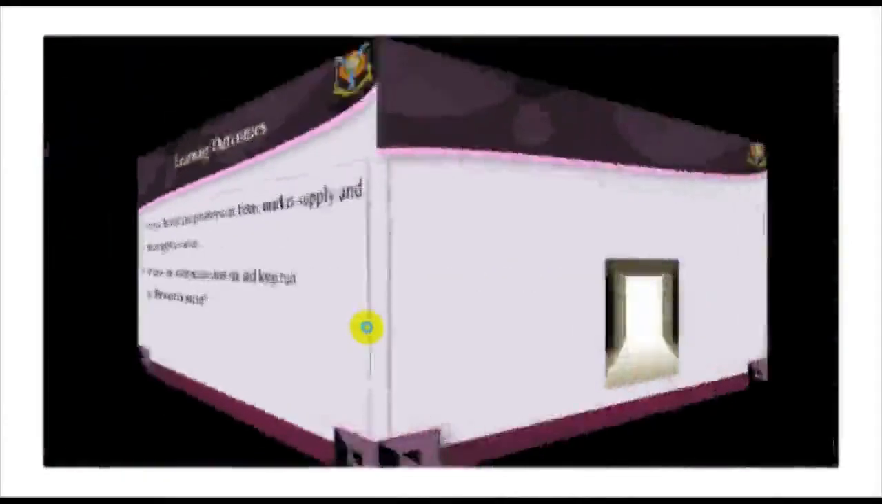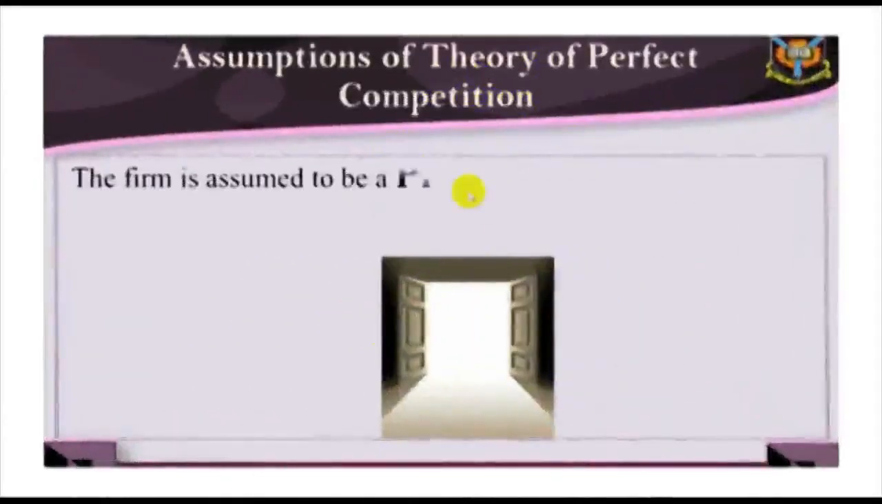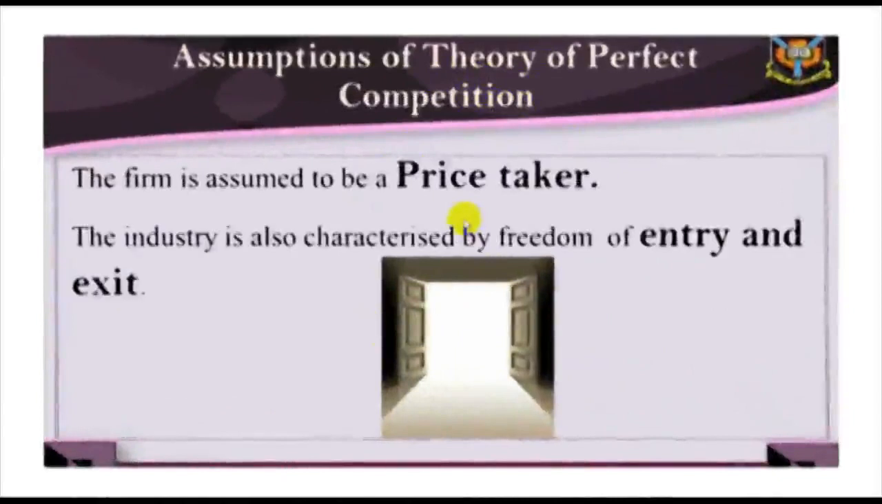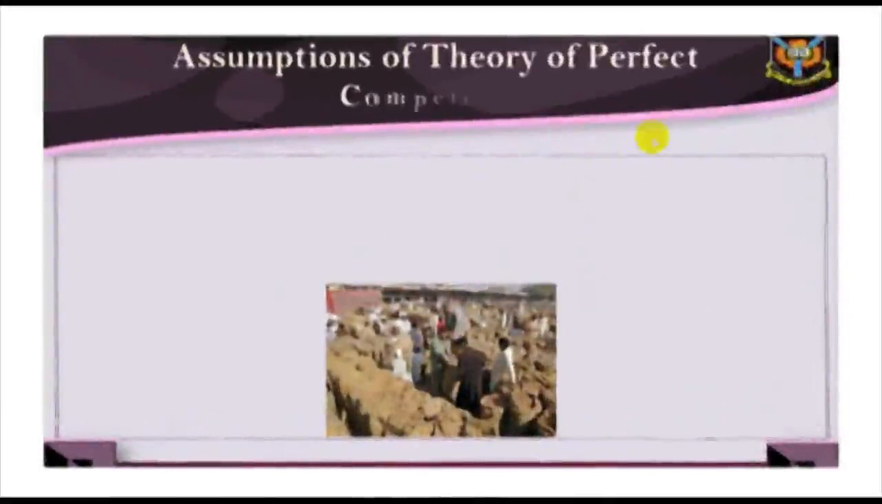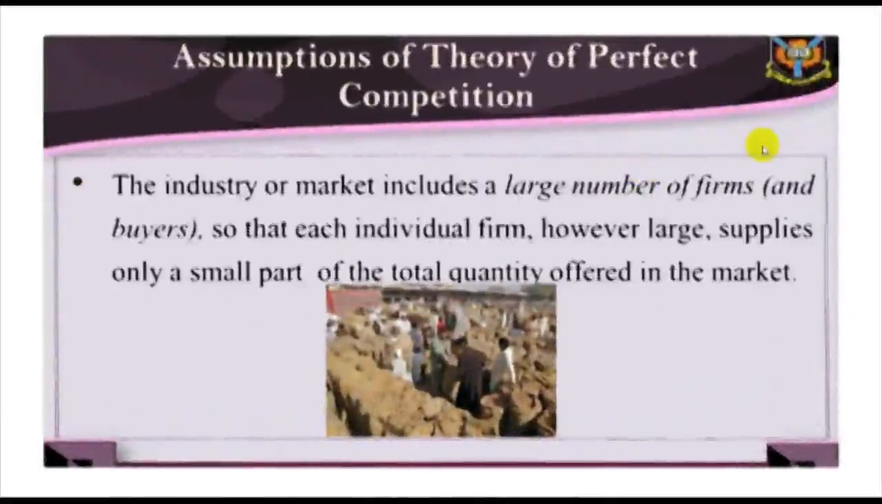Assumptions of the theory of perfect competition. The theory of perfect competition is built on a number of assumptions. These are: number 1, the firm is assumed to be a price taker. This means that no individual is so big as to influence the market price. Hence, the firm must accept as given whatever price is ruling in the market.